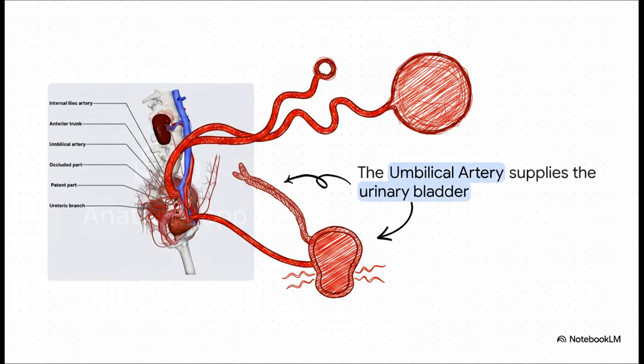So, the very first branch to pop off this anterior trunk is the umbilical artery. And man, this one has a seriously cool backstory. Before you were born, this was a massive artery carrying blood from you to the placenta. Once the umbilical cord is cut at birth, the part that travels up to your belly button actually closes off and becomes a fibrous cord. But the very first part of it stays open in adults. Its main job now? Dropping off branches to supply your urinary bladder.